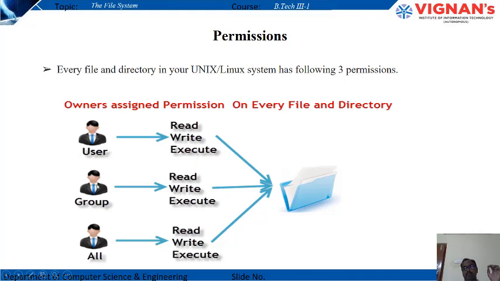Similarly, the next one is group. It can also have read permission, write permission, and execute permission. And then all others, also known as other. The user is also known as owner. Others can also have read, write, and execute. So these are the permissions the owner assigns on every file and directory. This is the diagrammatic representation of the permissions. Finally, all these are stored in a file, in one specific directory or file: user related information, group related information, and finally others related information.